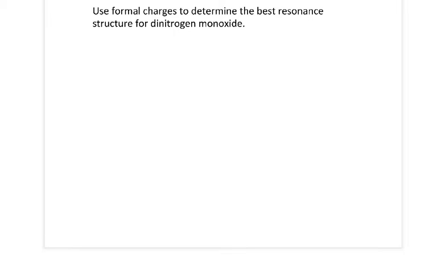Okay, in this case, we want to use formal charges to determine the best resonance structure for the dinitrogen monoxide molecule. So dinitrogen monoxide, that's N2O. All right, and in this case, we weren't given the Lewis structure, so we want to go ahead and draw the Lewis structures. In fact, we're told that there are going to be resonance structures. So nitrogen being the least electronegative will be the central atom. So we'll have one of the nitrogens in the center.